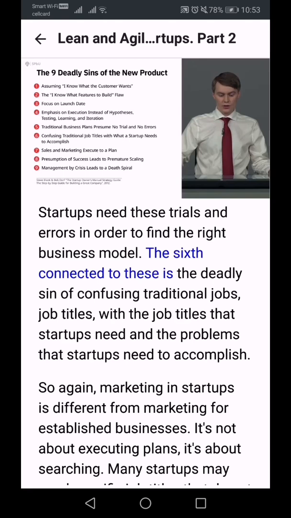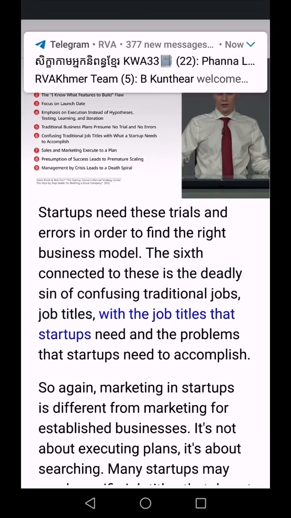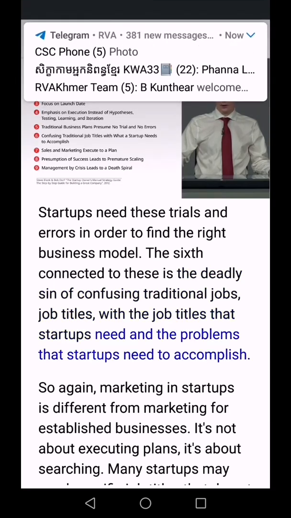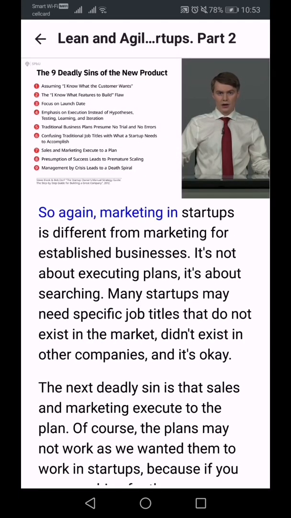The sixth, connected to this, is the deadly sin of confusing traditional job titles with the job titles that startups need and the problems that startups need to accomplish. So again, marketing in startups is different from marketing for established businesses. It's not about executing plans, it's about searching, and many startups may need specific job titles that do not exist in the market, do not exist in other companies, and it's okay.